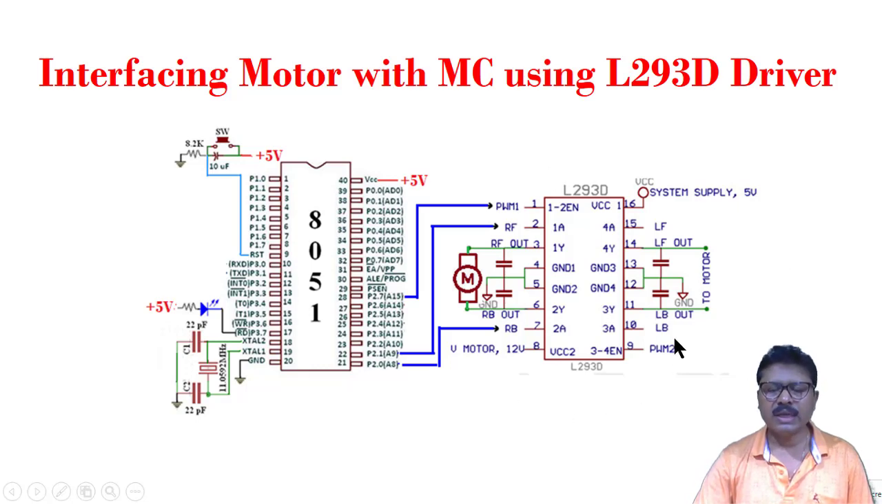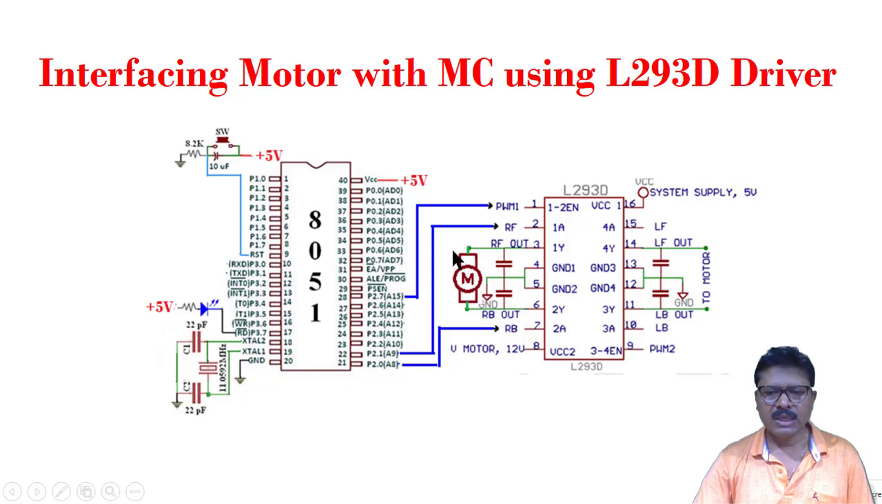This is the L293D driver circuit. In this driver circuit, terminal number 3 and terminal number 6 are connected with the motor. Terminal number 2 and terminal number 7, these two terminals are the inputs from the microcontroller. When terminal 2 is logic 1, then Y, the output, will be logic 1. Means if this is on, this is 1, if this is 0, this is 0.